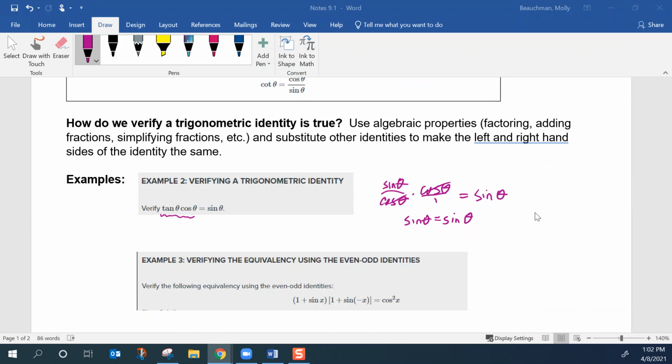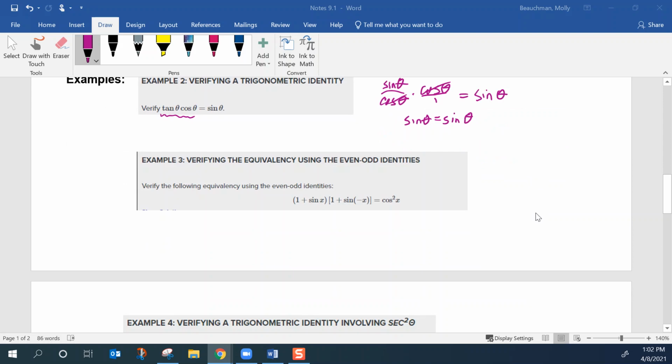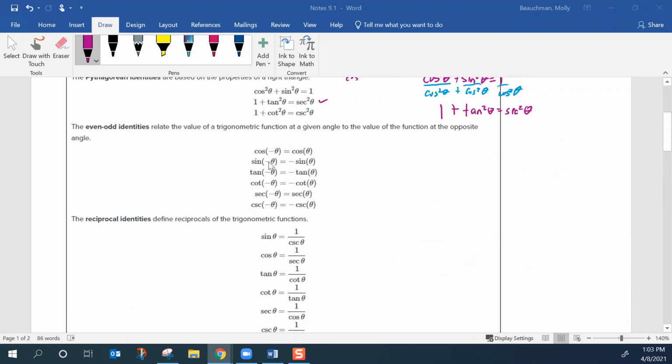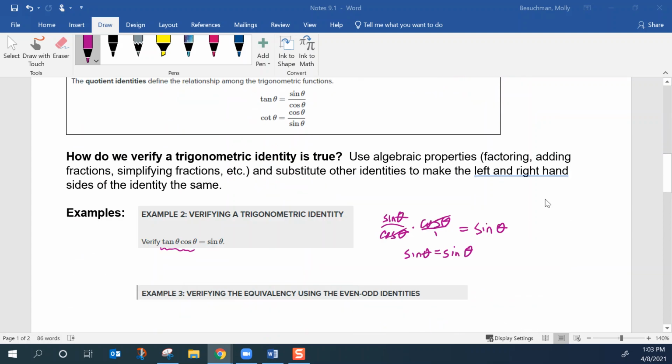All right, let's look at another identity using the even-odd identities. Verify the following equivalency using even-odd: 1 plus the sine of x times 1 plus the sine of negative x is equal to the cosine squared. We're going to start with the left-hand side and substitute a value in for sine negative x. So go to your list of identities. The sine of a negative angle is equal to the negative sine of that angle. So we're going to substitute that in.